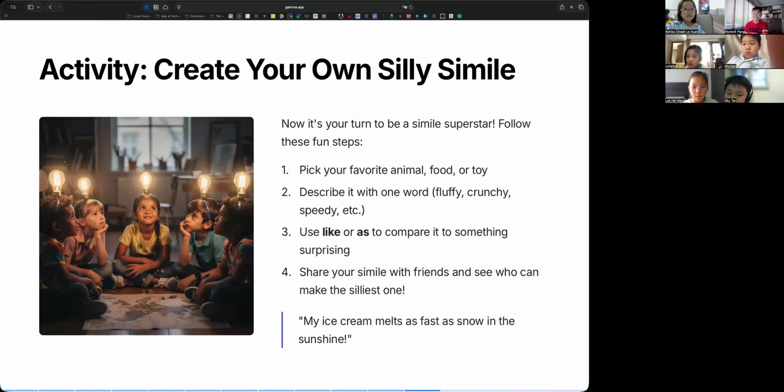But I will send these slides as well as today's recording of the video to you so you all can practice your similes at home, okay? Then when I see you during recess tomorrow, if I look at you and I go, simile, I want you to be able to tell me a simile that you have made up yourself, okay? A simile you've created by comparing something to something else.